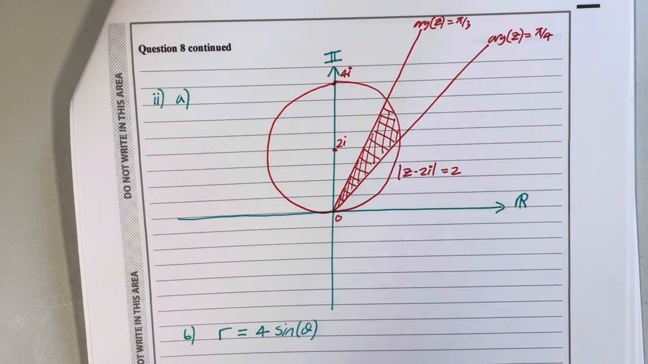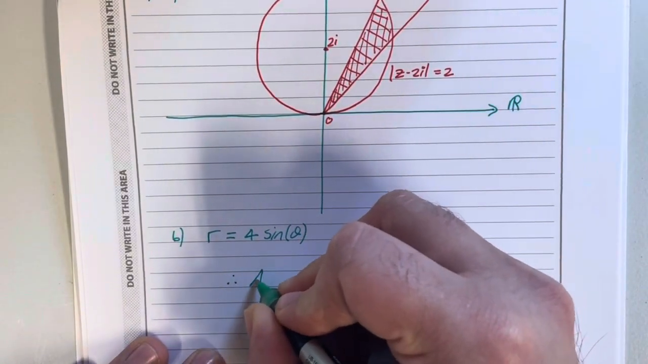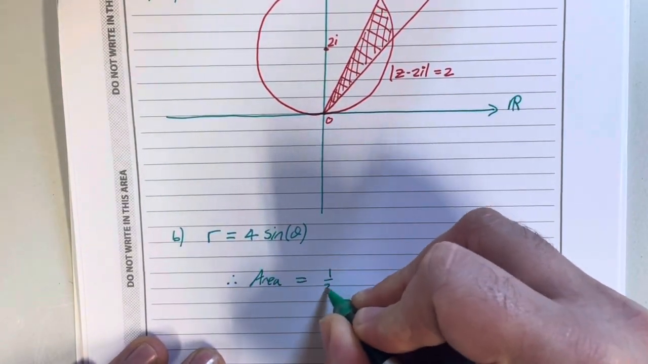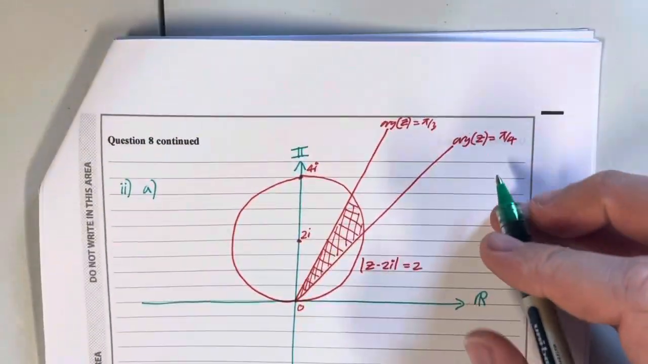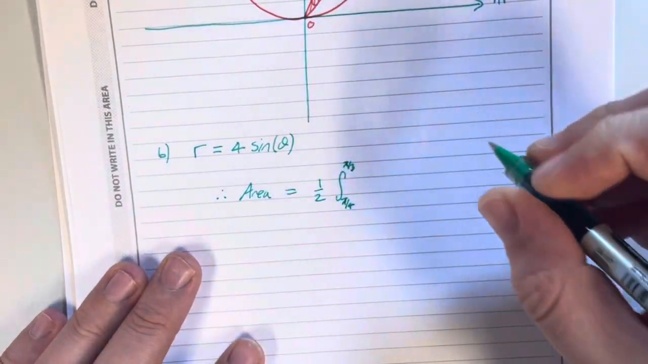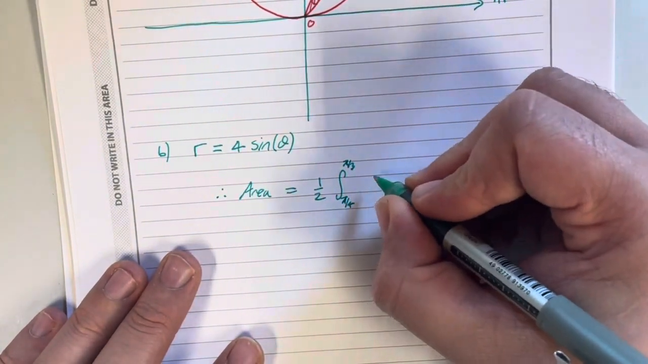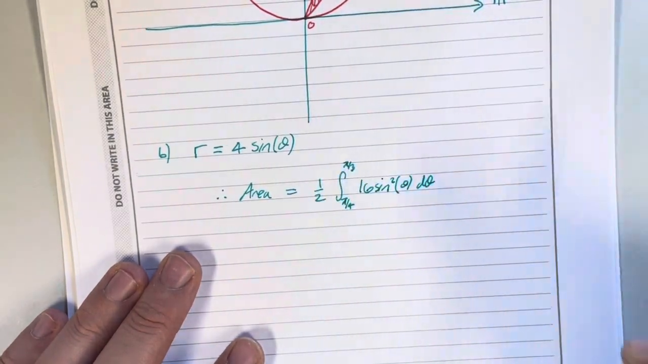So that's the polar equation of that curve, and therefore the area is going to be equal to a half times the integral from my two theta limits, which is pi on 4 and pi on 3, of r squared, which is 16 sine squared of theta d theta.